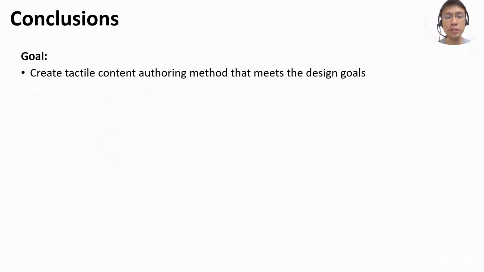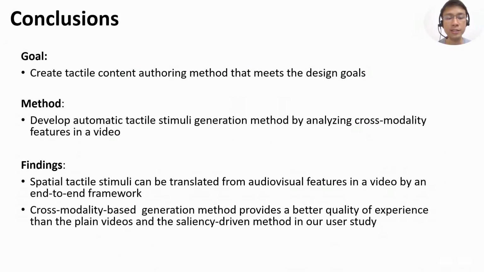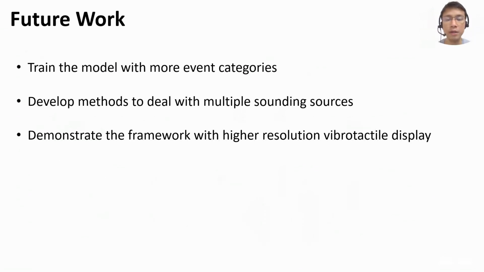The following are the conclusions of this project. The goal of this project is to create a tactile content authoring method that meets the design goals we mentioned in the introduction part. To achieve this design goal, we developed an automatic tactile stimuli generation method by analyzing cross-modality features in a video. The main findings of this project are the following. Spatial tactile stimuli can be translated from audiovisual features in a video by an end-to-end framework. Cross-modality-based generation method provides a better quality of experience than the plain videos and the salience-driven method in our user study. Our current method still has some limitations that should be resolved by future work.